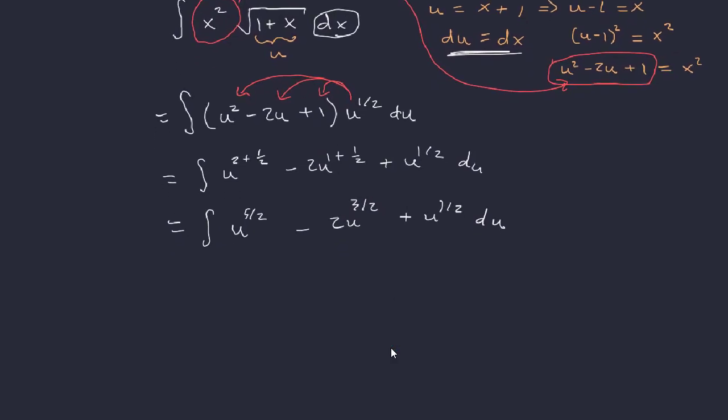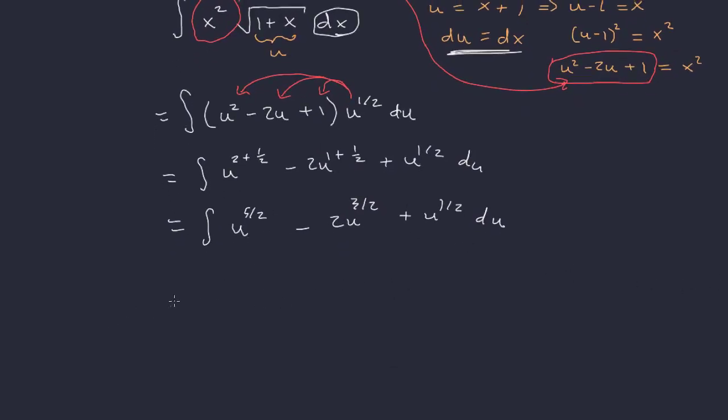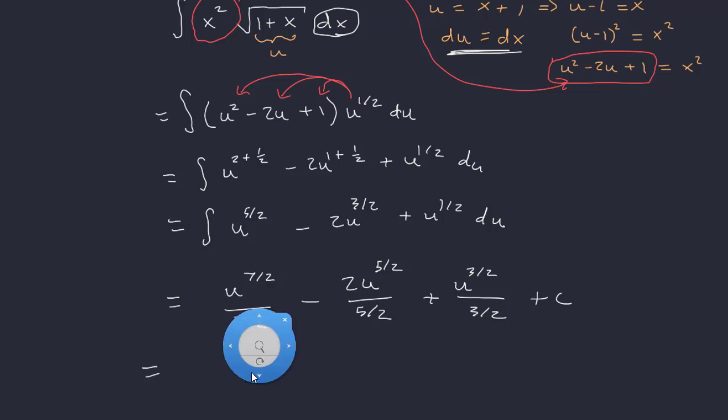Okay, so now we're just going to integrate, and these are all power rules. So we'll add 1 to each exponent. Basically we're adding 2 over 2, so we'll get u to the 7/2 over 7/2, minus 2u to, now 3/2 plus 1 will be 5/2, divided by 5/2, plus, then 1/2 plus 1 is 3/2, u to the 3/2 over 3/2, plus c. Okay, now from here, you probably want to simplify.